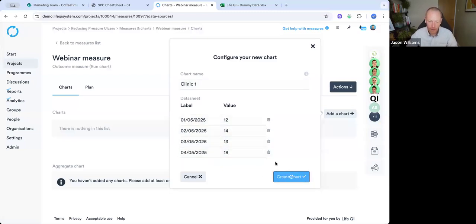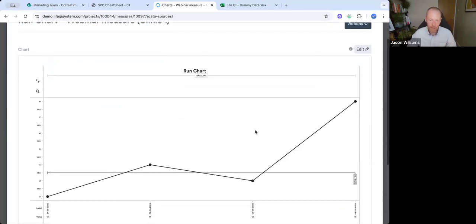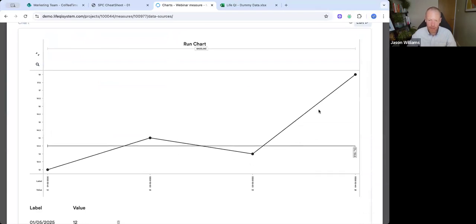First few data points, click create chart, and it's going to be happy to set that up for me. So still on this page, I can add another chart, or I can now click onto this and it'll open up that chart for me. I can now see my run chart. It's plotted that data for me. It's plotted the center line for me.